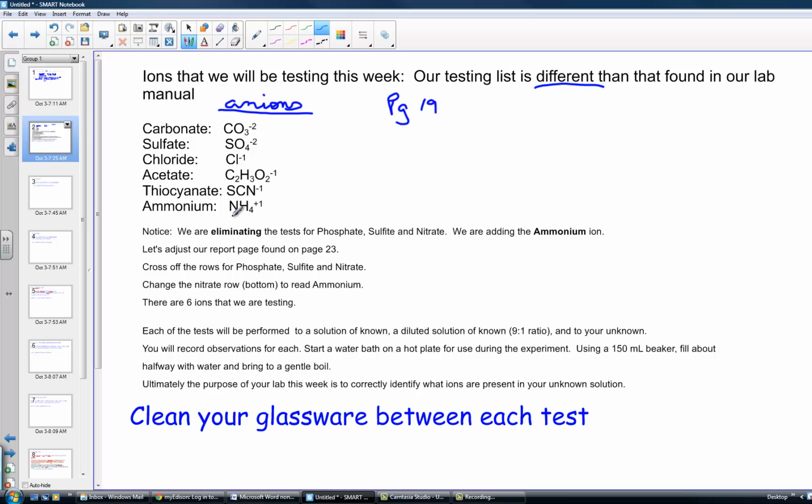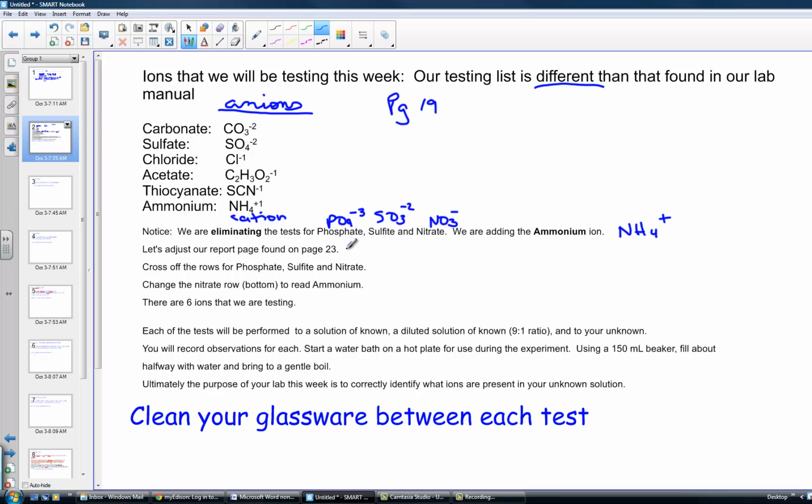So he's the rebel, isn't it? This truly is what we call a cation, a positive ion. All of the first 5, of course, were anions. So, testing for ions. Notice we're eliminating phosphate, PO4 minus 3, cross it off. PO4 minus 3, we're not testing. Sulfite, SO3 minus 2, we are not testing, cross it off. And then the nitrate, NO3 negative 1, we are not testing, cross it off. But we're adding the ammonium ion, please add that to your list, NH4 plus 1.